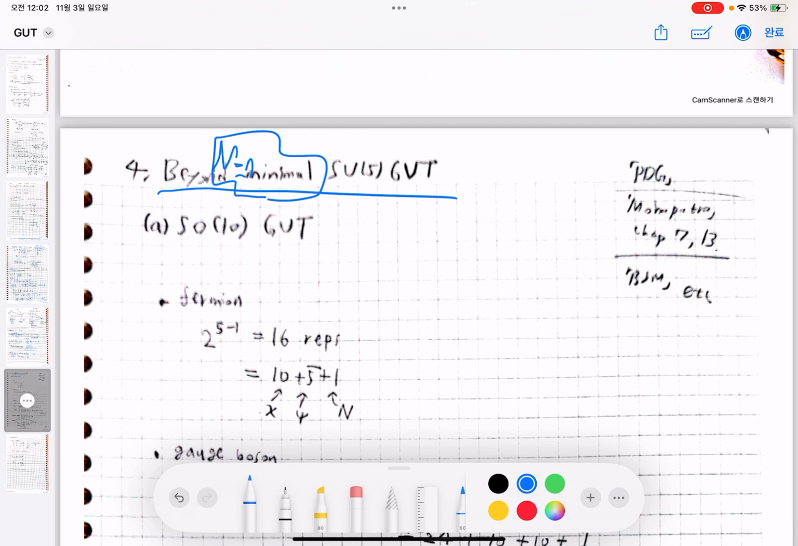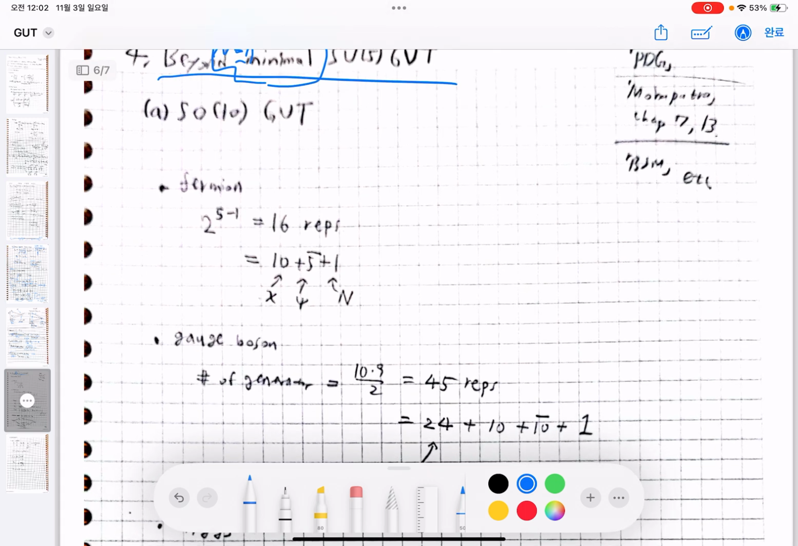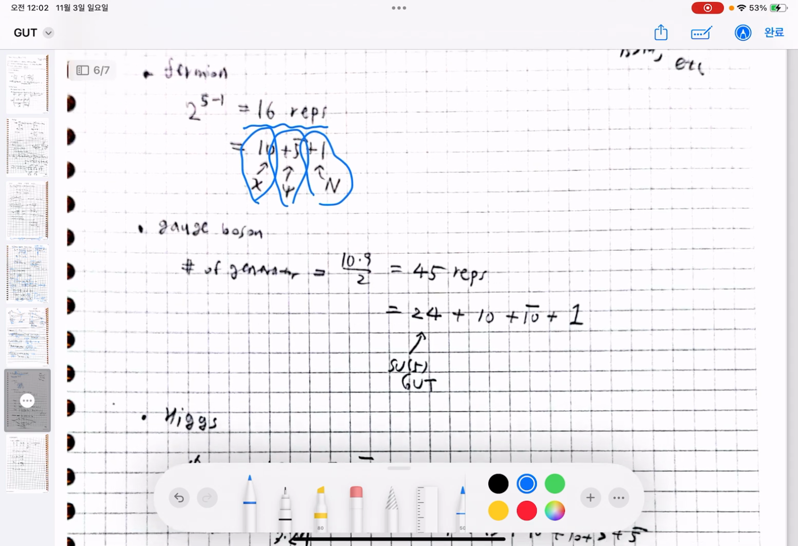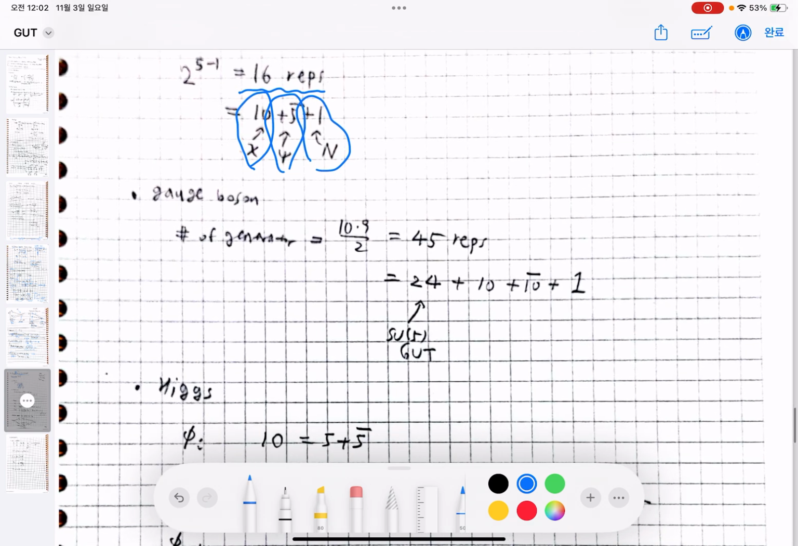The first possibility is SO(10) GUT instead of SU(5). In SO(10), the fermions have a 16 representation, so among the 16 degrees of freedom, the 10 corresponds to the 10 representation fermions of SU(5), the 5 bar, and there is an addition of the 1 representation which corresponds to the right-handed neutrino. So the right-handed neutrino is naturally inserted in SO(10).